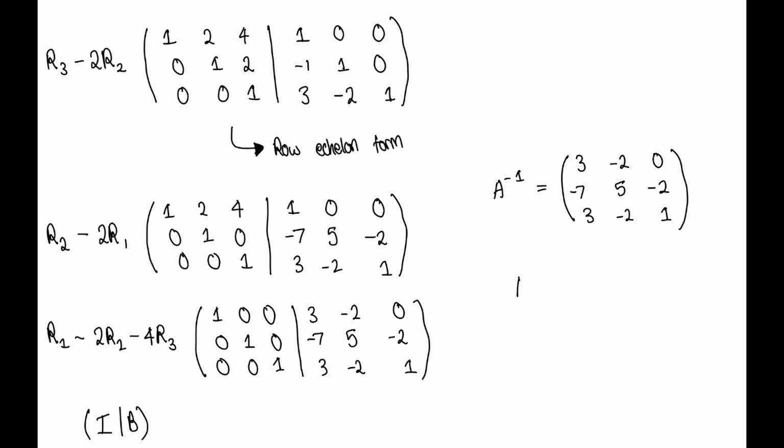And we can check this. If we did A multiplied by the inverse of A, we should get the identity matrix. Hopefully that made sense.